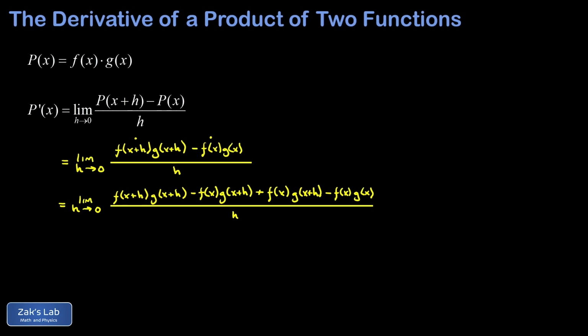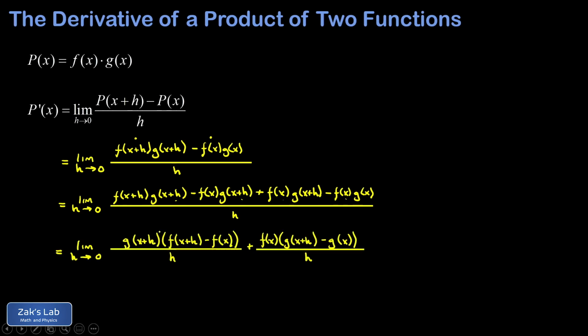First, I'm going to split this giant fraction into two fractions, one where we're focused on what's going on with f, and one where we're focused on what's going on with g. And at the same time, I'll do the factoring. So I'll pull the g of x plus h out of the first two terms and the f of x out of the second two terms.